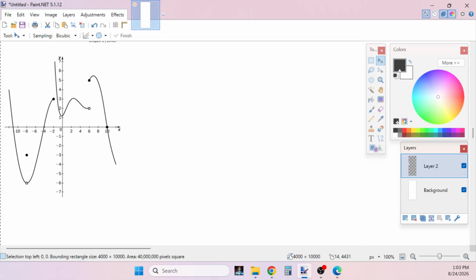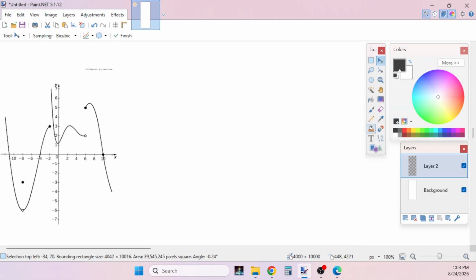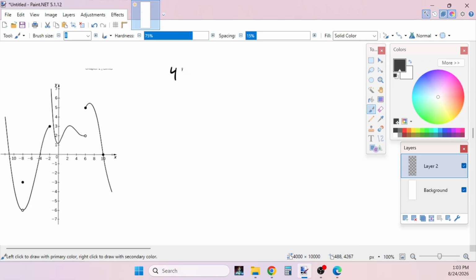Okay. Let's look at 49. 49, we have the limit as x goes to 6 of f of x equals 5.